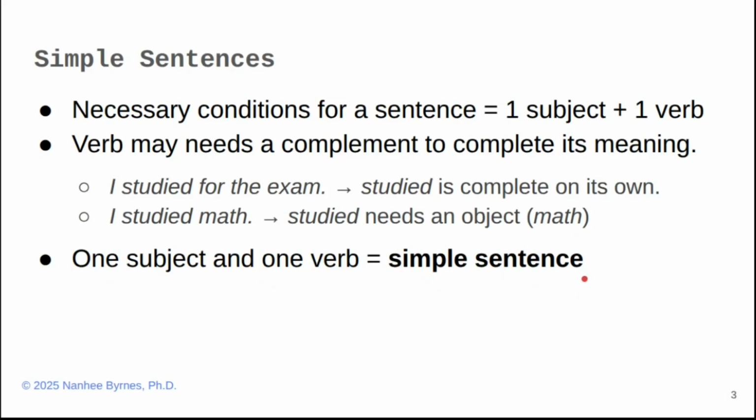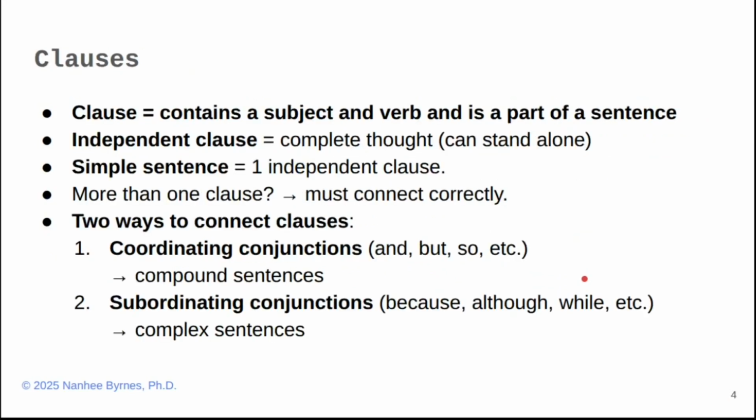But TOEFL writing usually requires more than that. You need to connect and expand your ideas. To do this, we use clauses. A clause is a group of words with a subject and a verb. A simple sentence is made of one independent clause. But when we have more than one independent clause, we need to connect them correctly. And there are only two ways to do this: with coordinating conjunctions or with subordinating conjunctions.